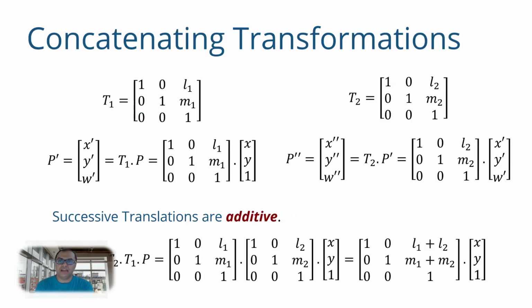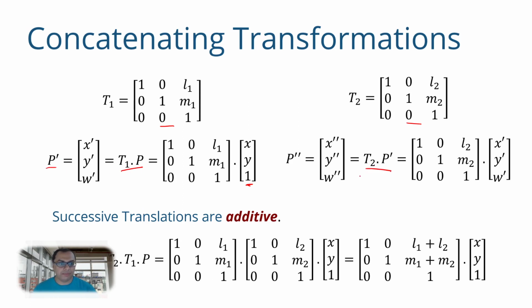So now we can talk about applying multiple transformations one after the other. What happens if I apply one translation followed by another translation? So I have a point xy1 to which I apply one translation transformation, and that gives me p prime.